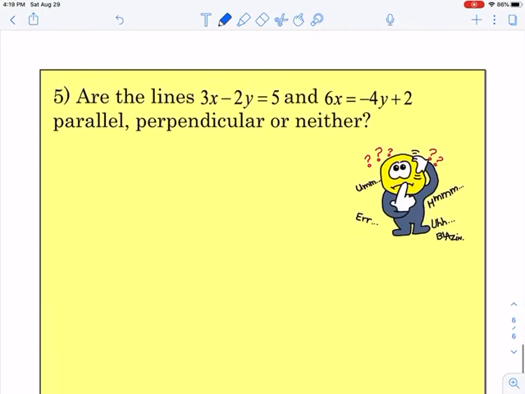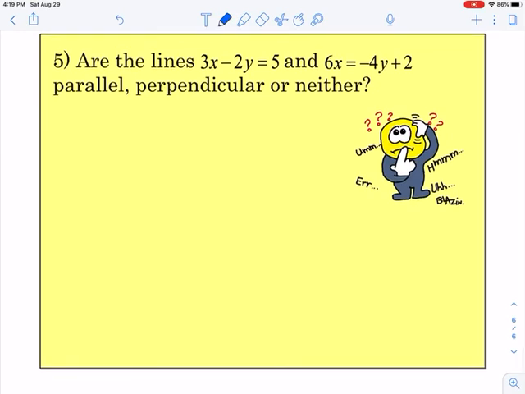Okay, and then our last question, are the lines 3x minus 2y equals 5 and 6x equals -4y plus 2 parallel, perpendicular, or neither? Hey, again, the second you see parallel or perpendicular, you should be thinking, I need to find the slopes of these two lines. So just like in that last example, I can't pull off the slope in either one of my equations right now because they're not in slope-intercept form.